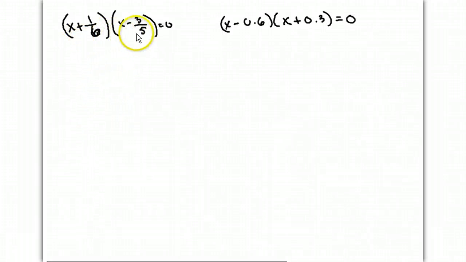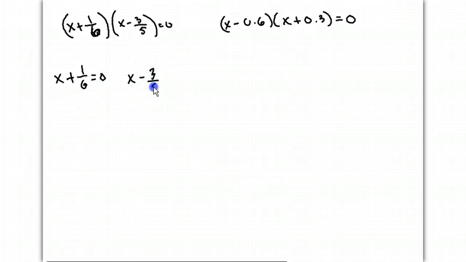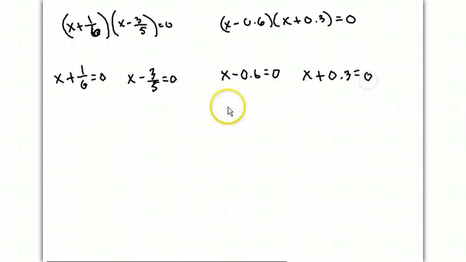They want you to solve this using the zero factor property, which means if you have two things multiplied equaling 0, then you set both of them to 0. So you have x plus 1/6 equal to 0, and you have x minus 3/5 equal to 0. Same thing for the other side. You'll have x minus 0.6 equals 0, and x plus 0.3 equals 0. So solving for x is just moving the number to the other side.